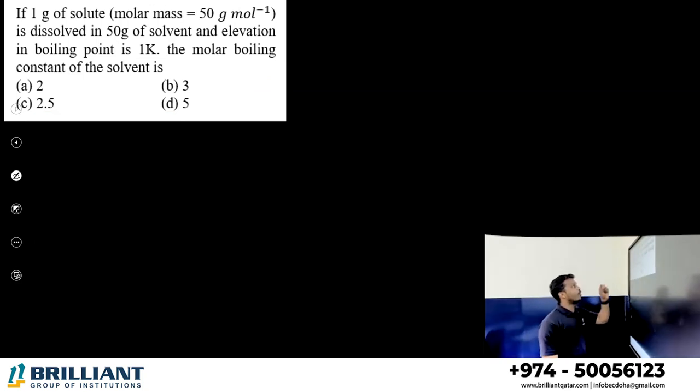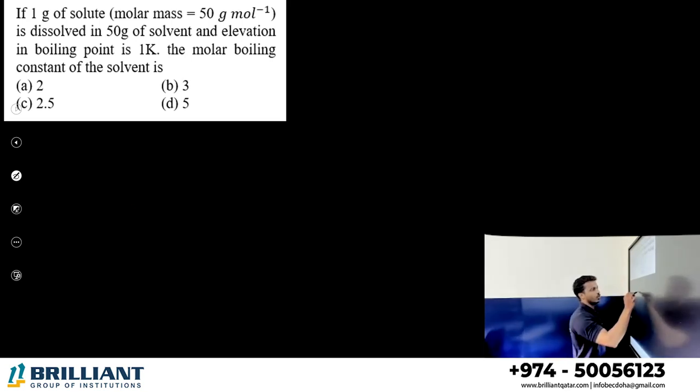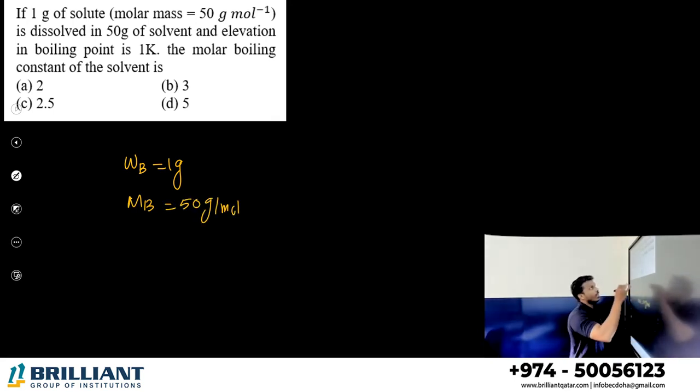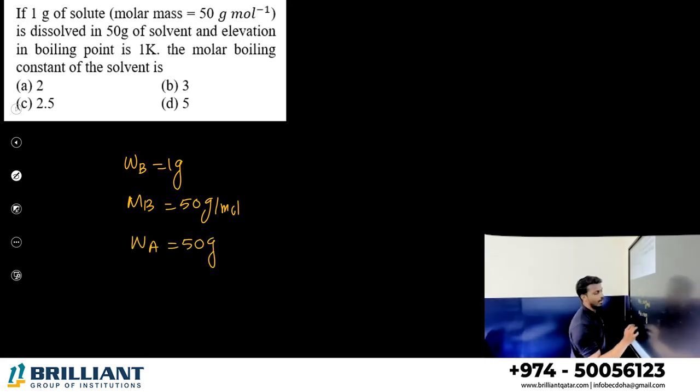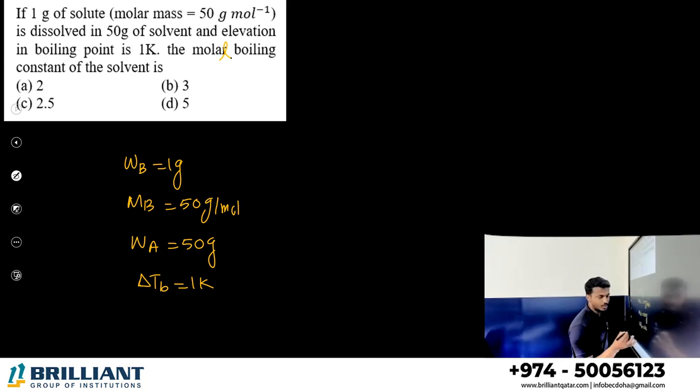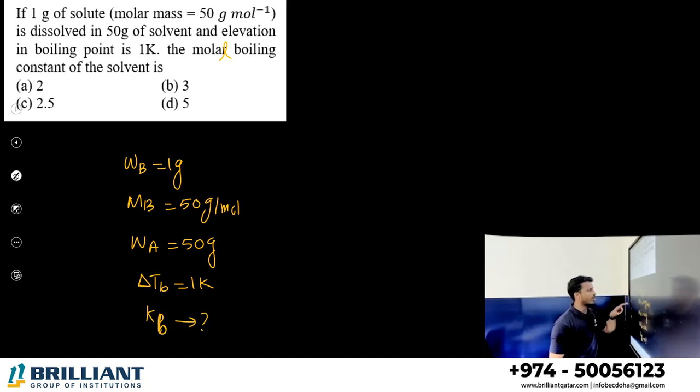Numerical. 1 gram of solute with molecular mass 50 gram per mole is dissolved in 50 gram of solvent. The elevation in boiling point is given. So the weight of solute is 1 gram, the molecular mass of solute is 50 gram per mole, the weight of solvent is 50 gram, and the elevation in boiling point, delta TB, is equal to 1 Kelvin. We have to calculate the molal elevation constant, KB. What is the equation we have?